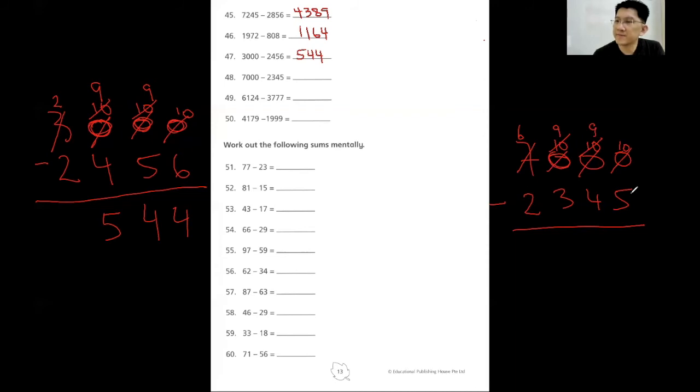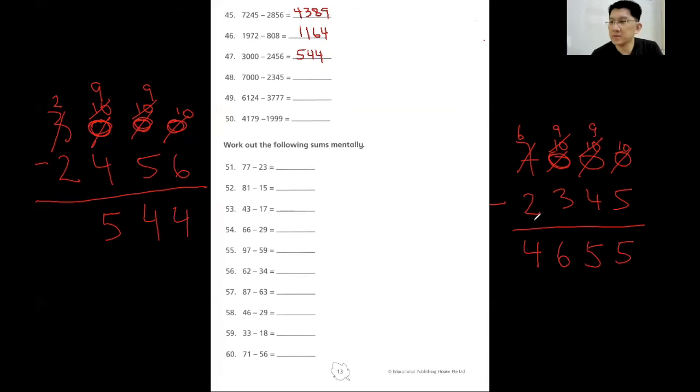10 minus 5 is 5. Next, 9 minus 4 is 5. And then we move on to the next group. 9 minus 3 is 6. And we have come to the last group. 6 minus 2 is 4.